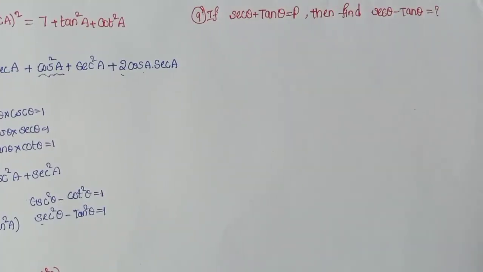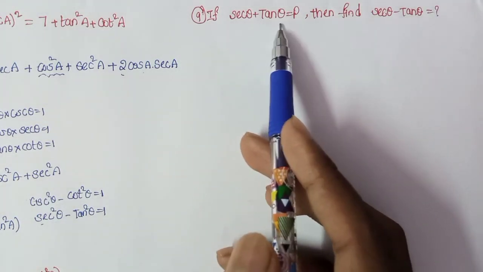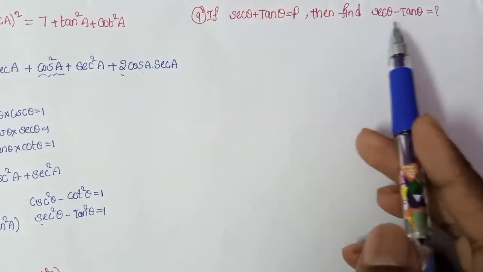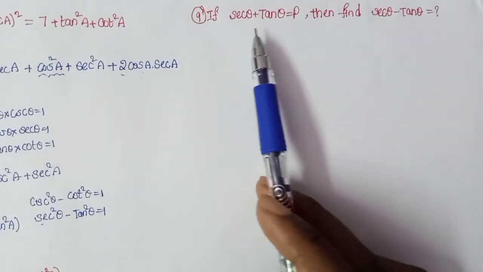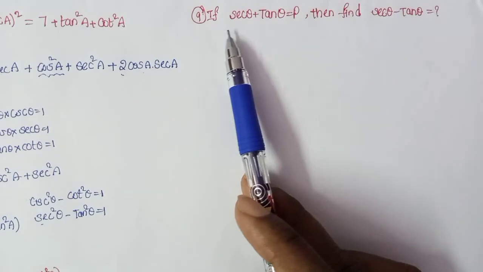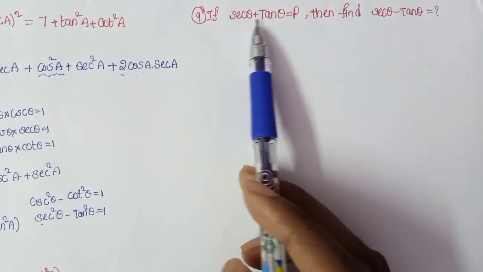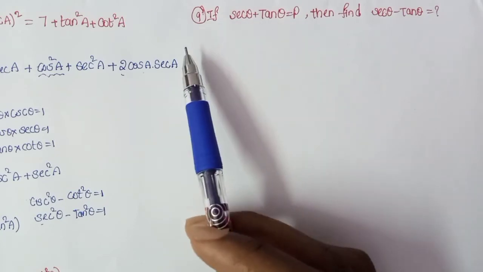The next problem is: if sec theta plus tan theta is equal to p, some constant p, then find sec theta minus tan theta. If you go with the normal method, what we generally do is break this sec theta and tan theta in terms of sin theta and cos theta.